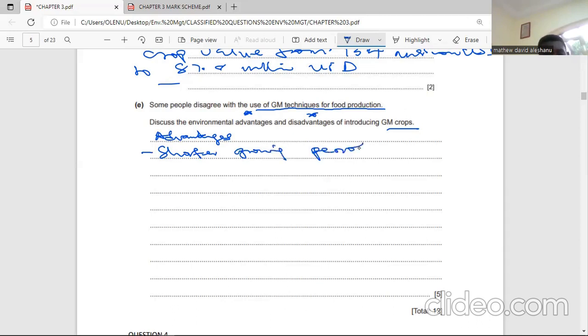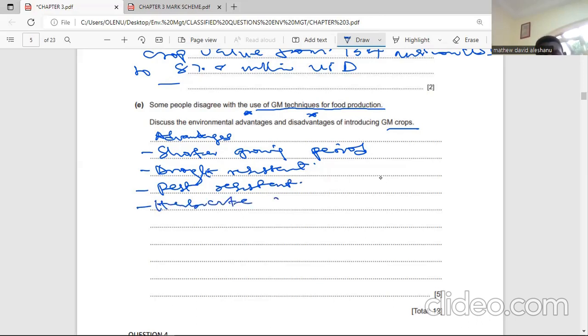You can have drought-resistant crops. They can be drought-resistant. They can be pest-resistant. They can be herbicide-resistant. Another thing is they can grow to have more nutrients.